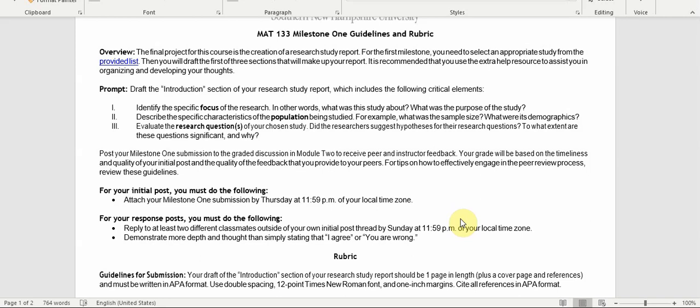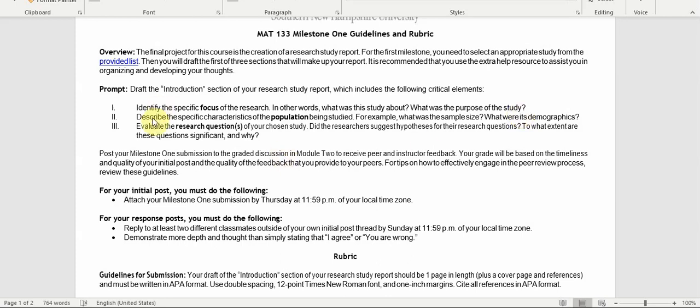Why do I say this? If you understand your research article, you would be able to answer this question. Identify the specific focus of the research. In other words, what was the study about? What was the purpose of this study? Reading this question on its own, not in the context of a scary guidelines and rubric document, this is a pretty basic question. So if you understand your article, you should be able to answer this question.